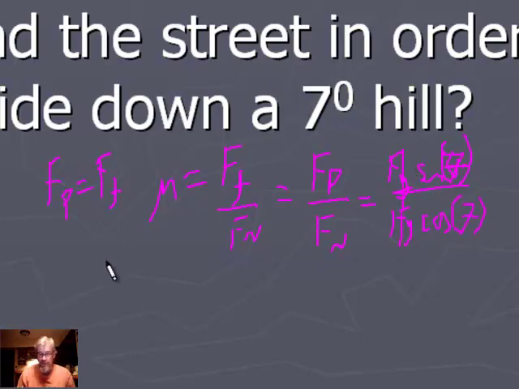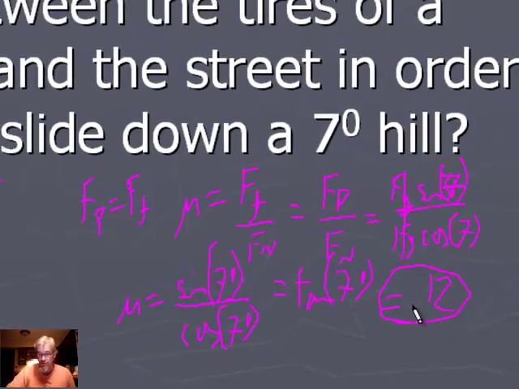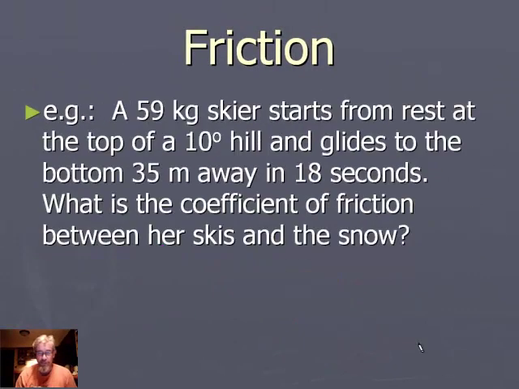And again, we see the weight cancels out, so this is independent of how much the car weighs, and we see that mu is equal to sine of 7 degrees over cosine of 7 degrees, which is tangent of 7 degrees. And if you calculate the tangent of 7 degrees, you'll find out that it is 0.12. So that's our coefficient of static friction. And it's unitless.